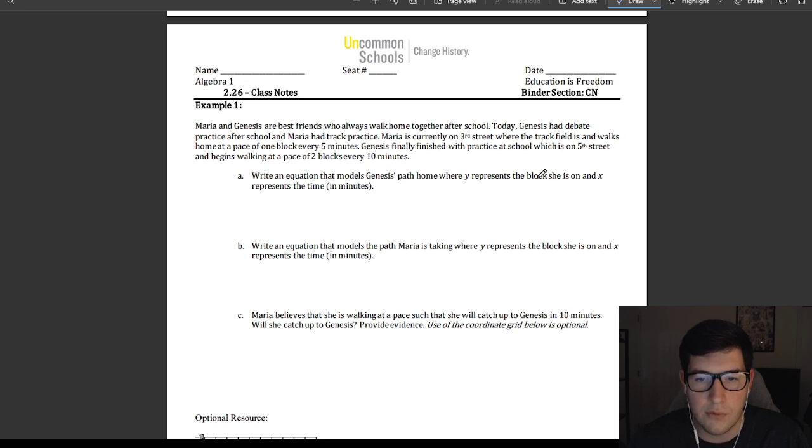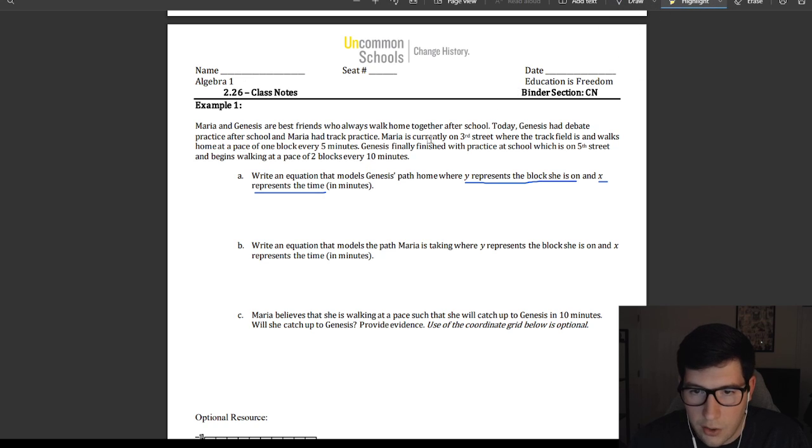Now, there's a lot of information going on here. Let's read A and see what we have to do, and then make sure that we can correctly go back through this and annotate and pick this apart. So for A, we want to write an equation that models Genesis's path home, where y represents the block she is on, and x represents the time in minutes. Okay, so perfect. They have already defined exactly what our variables are going to be. That helps us out.